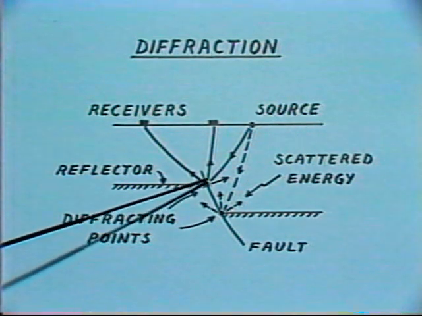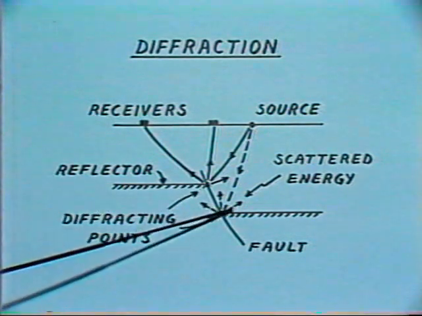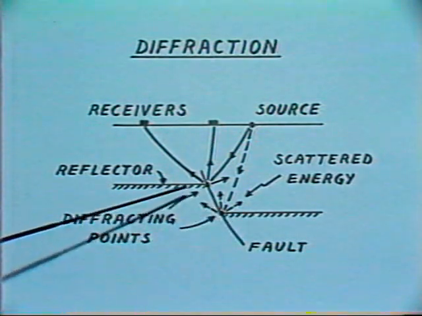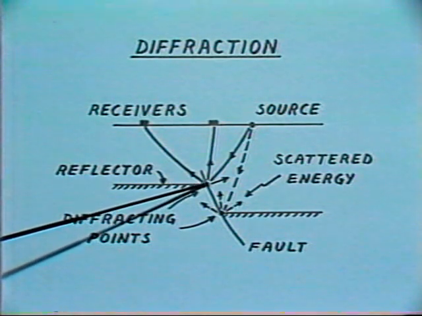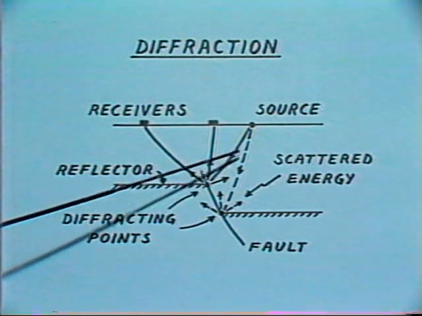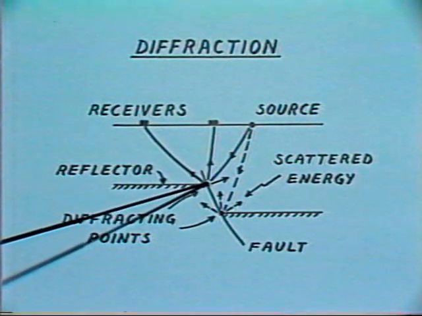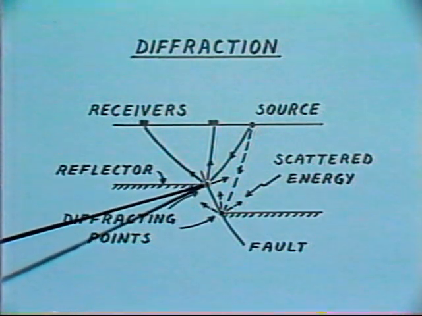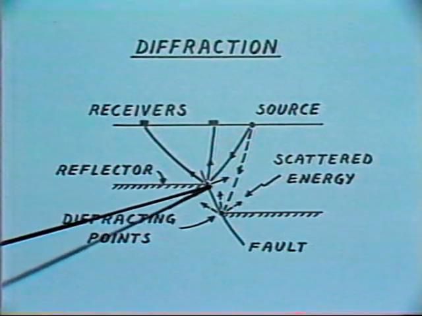Now that might happen because there is a fault in the earth, let's say, and that particular interface has been dropped down to a lower level over here at the other side of the fault, so that there is actually a sharp truncation of that reflector at the fault. And when the ray of energy strikes that end of the reflector, it doesn't reflect according to the rules that we've just outlined. It actually is scattered out in all directions from that point.